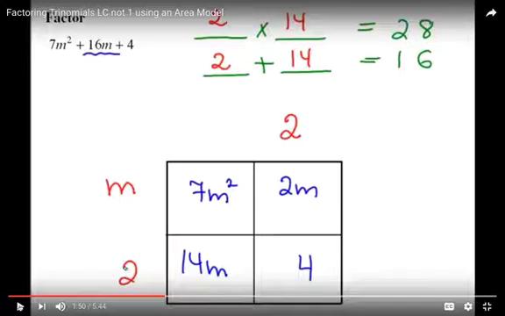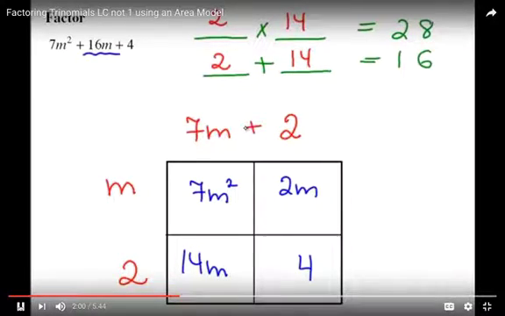So now I have the length of my big rectangle is m plus 2. I'm still missing 1. That has to be 7m. Why? Because m times 7m gets me 7m squared. So once I knew that m was the length of the top part, that meant 7m had to be the width of that left part to make 7m squared be the area.